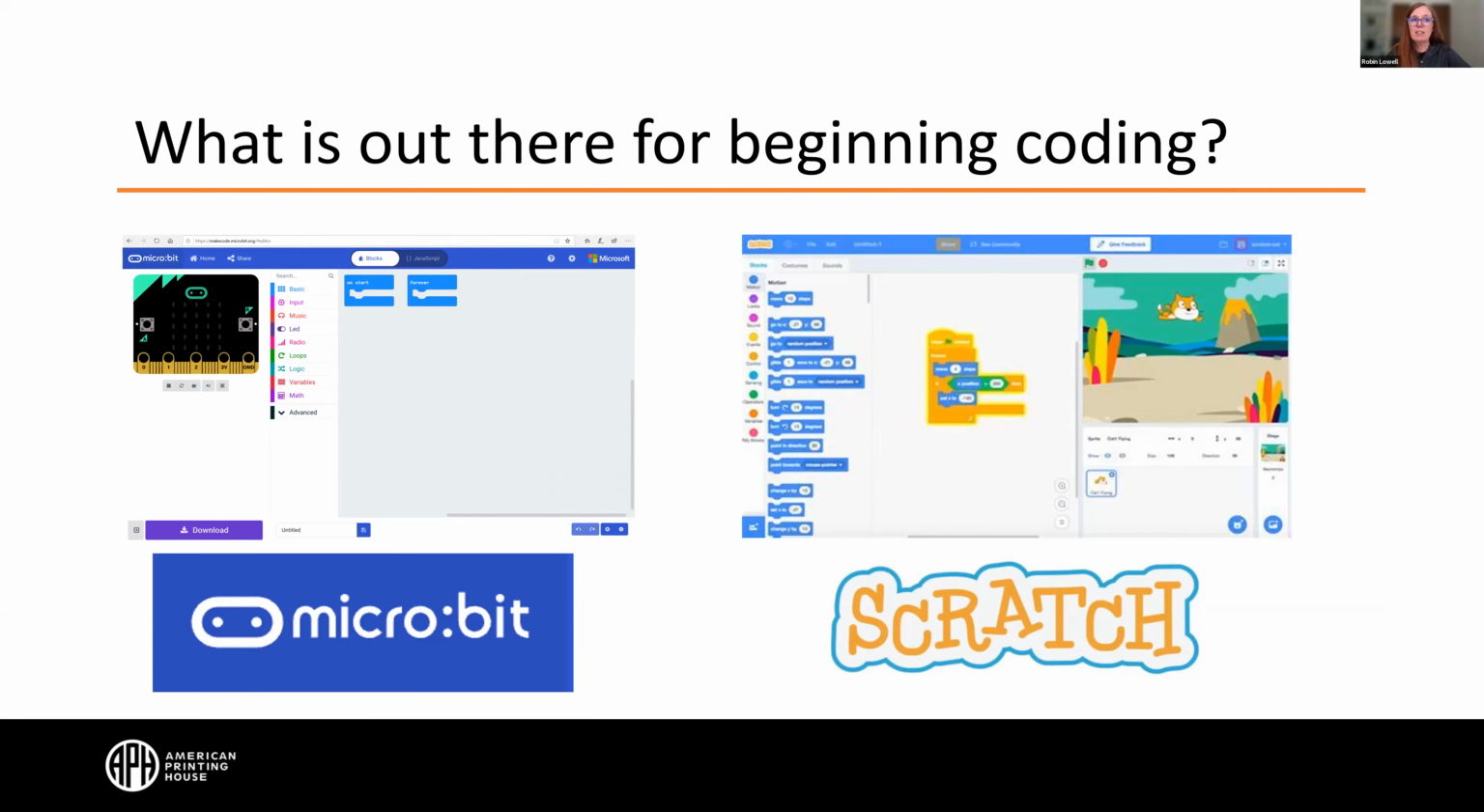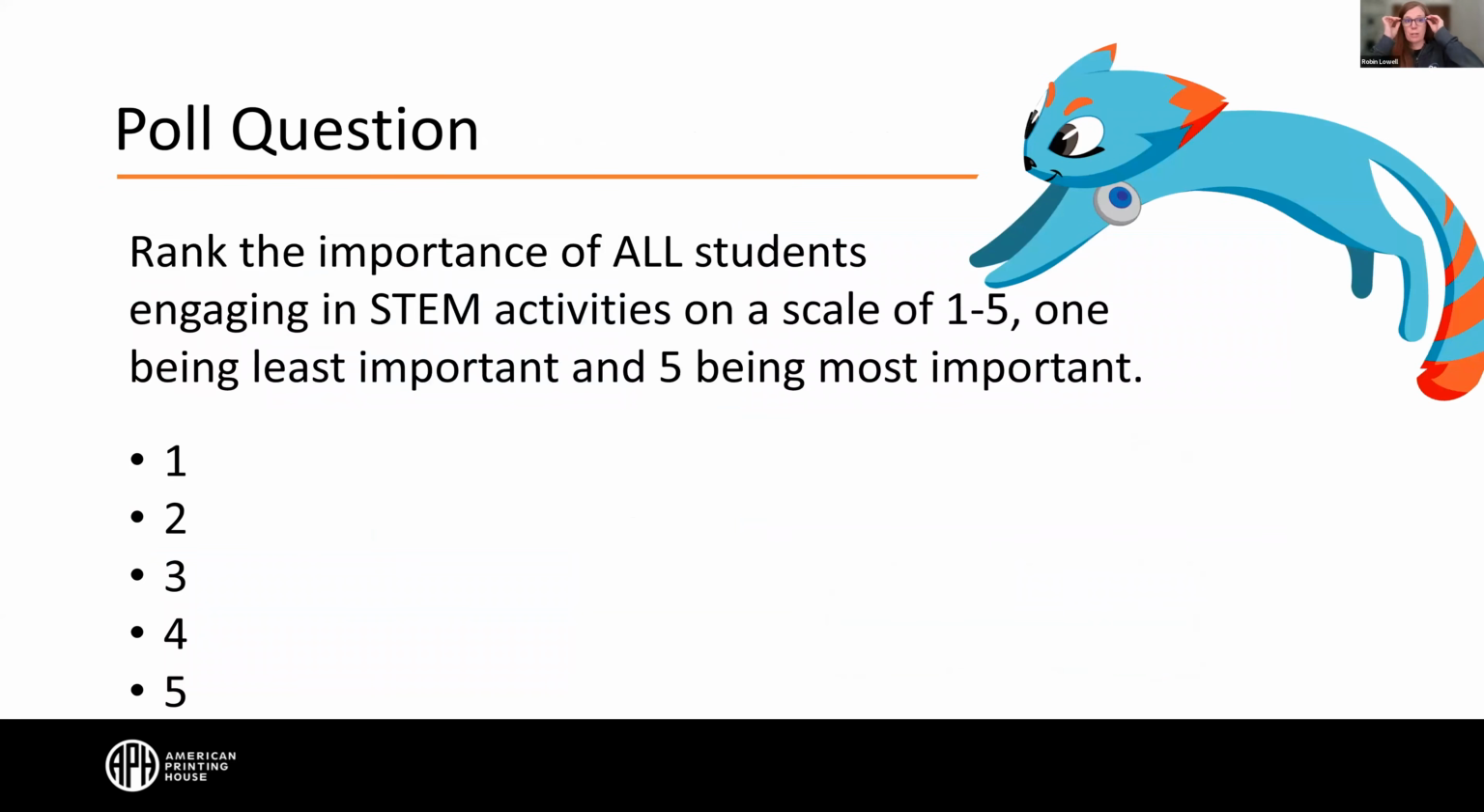That's all. All right, so then we have our poll question. I'll turn that over to Paul. All right, thanks, Robin. What we'd like you to do for this question is rank the importance of all students engaging in STEM activities on a scale of 1 to 5, where 1 is least important and 5 is most important. Just place your check mark in any one of those, 1 through 5, to designate how important you think it is for all students to engage in these activities. And while you're doing that, if you have any questions for Robin or for Beth, go ahead and place those in the chat.